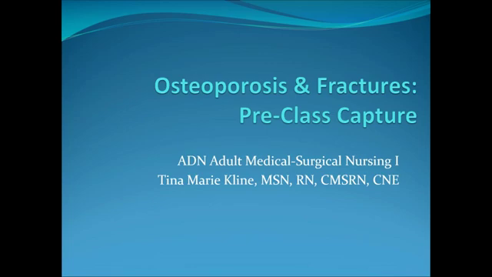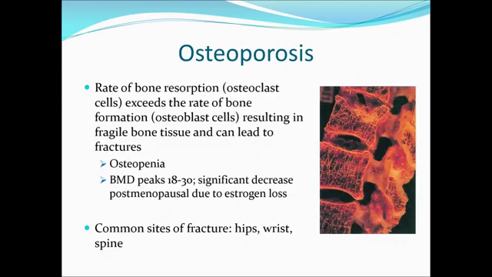In this capture, we're going to take a look at osteoporosis and fracture. So starting with osteoporosis, this is essentially brittle bone disease. The rate of bone resorption, those are the osteoclast cells, exceeds the rate of bone formation, the osteoblast cells. Basically, it's fragile bone tissue. The bone is easily broken, leads to fractures.